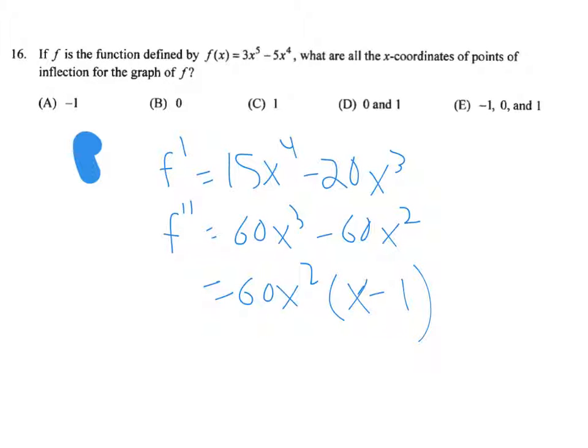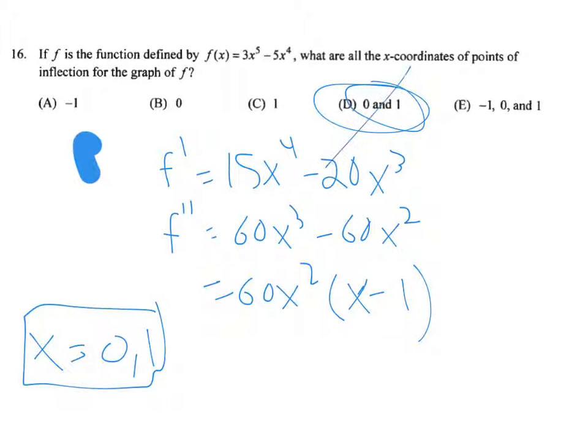Okay, so this is going to have two zeros, one at x equals 0 and one at x equals 1. But the key thing to know here is don't just go here, because you see 0 and 1, you're like, nice. Well, don't do that, okay? Because in order to be a point of inflection, the concavity has to change. It has to switch from concave up to concave down, or concave down to concave up, which means the sign of the second derivative must change.